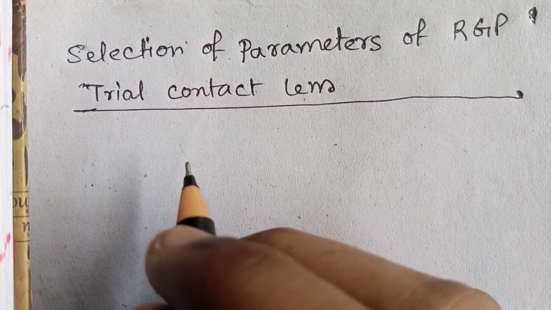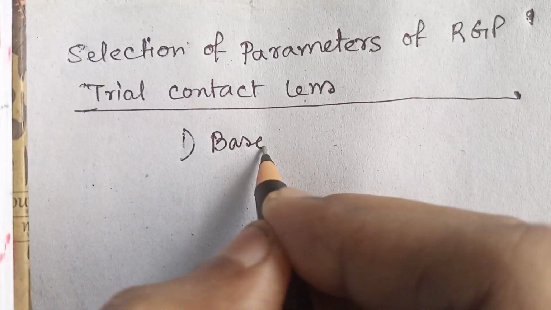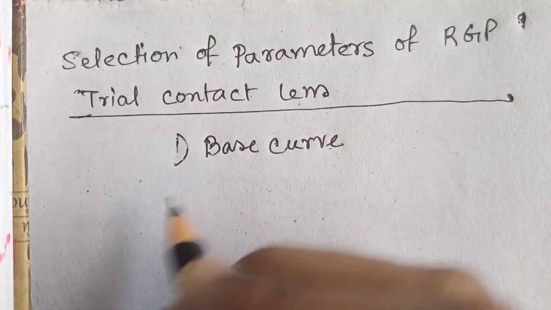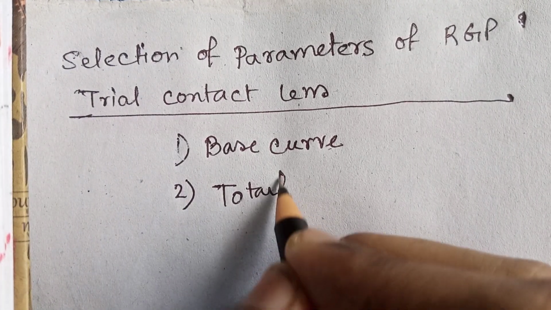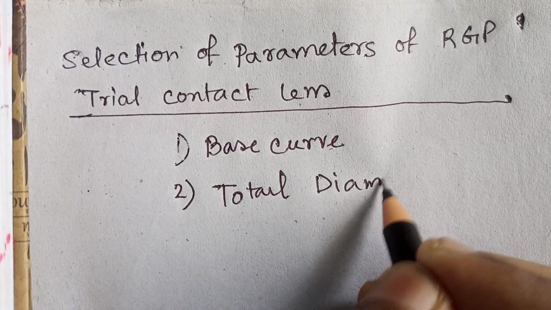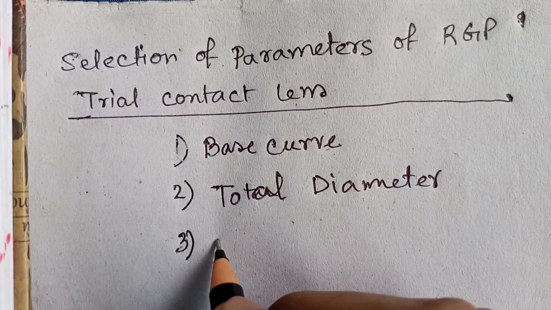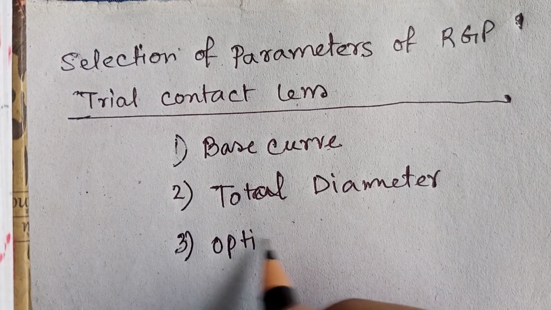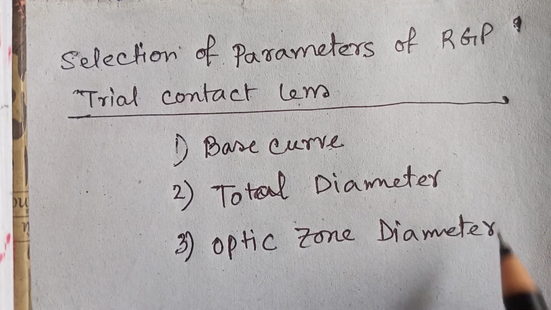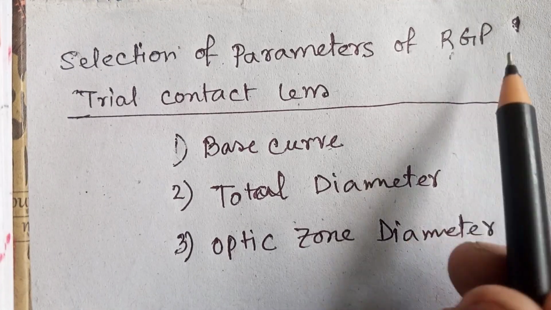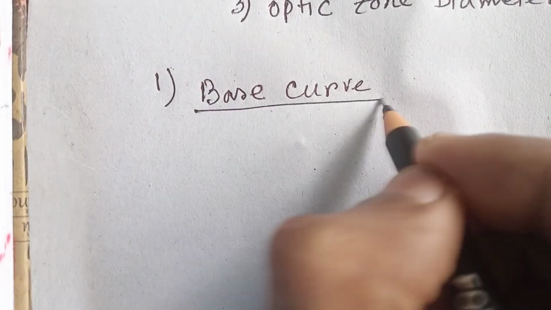So what are these three parameters? The first parameter is the base curve of the contact lens. The second parameter is the total diameter, and the third parameter is the optic zone diameter. Today we are discussing only the RGP, rigid gas permeable contact lenses, and how to select the base curve of an RGP contact lens.